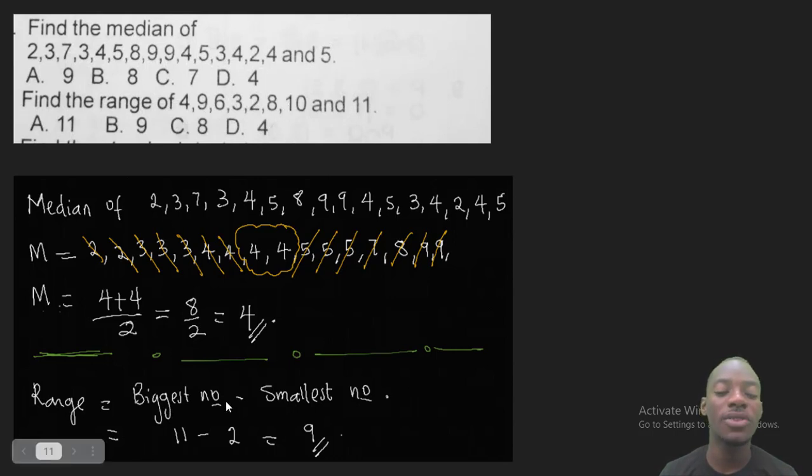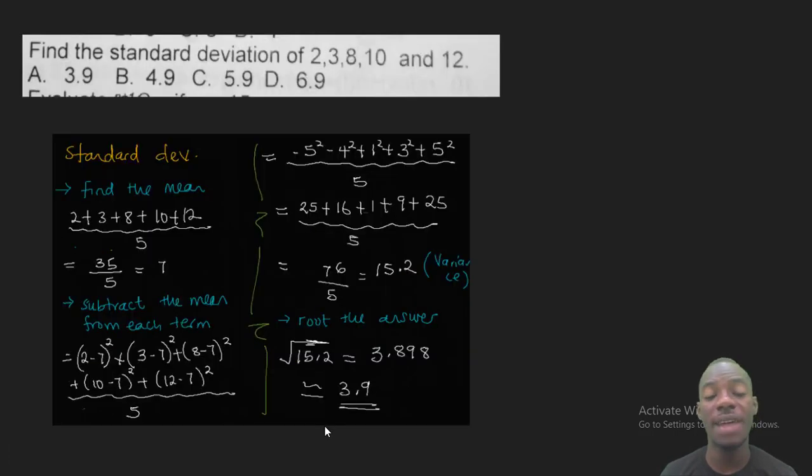So that will become biggest number minus smallest number. The biggest number on this range question is 11. The smallest number on this question is 2. So it will become 11 minus 2, which is 9. So the range is just 9. Easy peasy, right? Now, how do you find the standard deviation of this number?